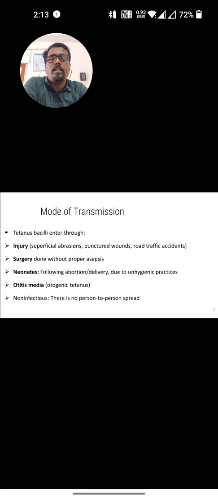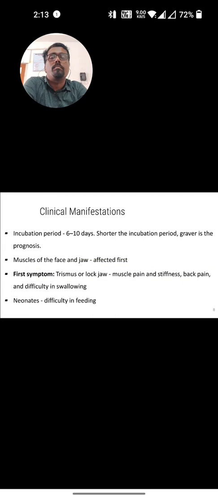How is the infection transmitted, what is the mode of transmission? The tetanus bacilli enter through injury, which occurs either superficially as abrasions, or through a punctured wound, or during road traffic accidents, or surgery done without proper aseptic precautions, in neonates during delivery, and following abortions. In otitis media, otogenic tetanus is possible. There is no case of non-infection. Person to person transmission is not recorded so far.